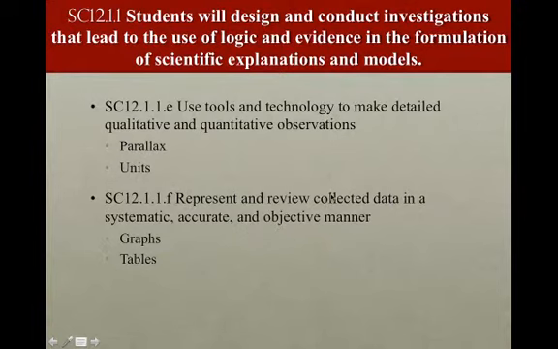Okay, represent and review collected data in a systematic, accurate, and objective manner. Graphs and tables. We do a lot of that in our labs. One thing for graphs, questions for this could be like giving you graphs and tables that you have to interpret, asking you a question about it, kind of like on the ACT. You probably won't have to draw. It's all multiple choice, so you won't have to draw a graph.